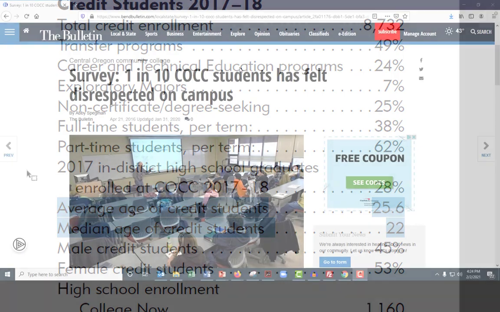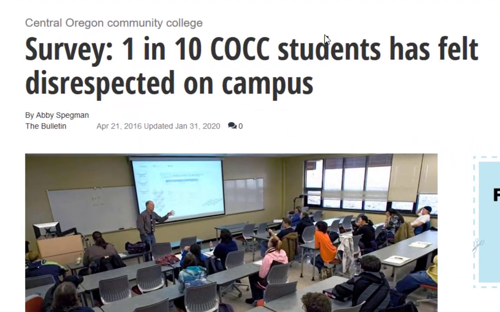Let's take a look. Okay, so we're going to take a look at a little survey that was published in the Bulletin a couple of years ago. Take a look at the title: "1 in 10 COCC students has felt disrespected on campus." 1 in 10, that's 10% of COCC students, has felt disrespected on campus.